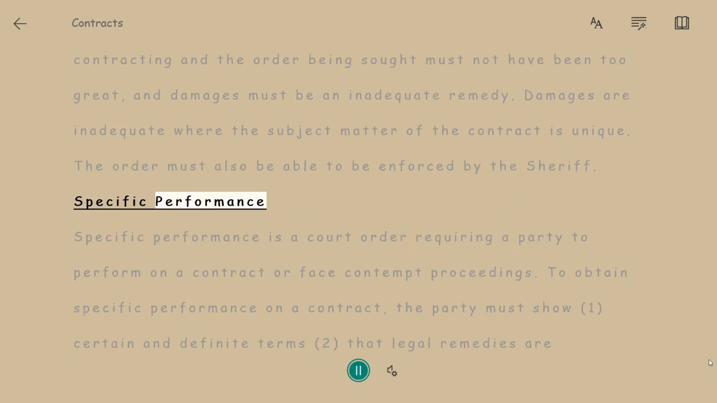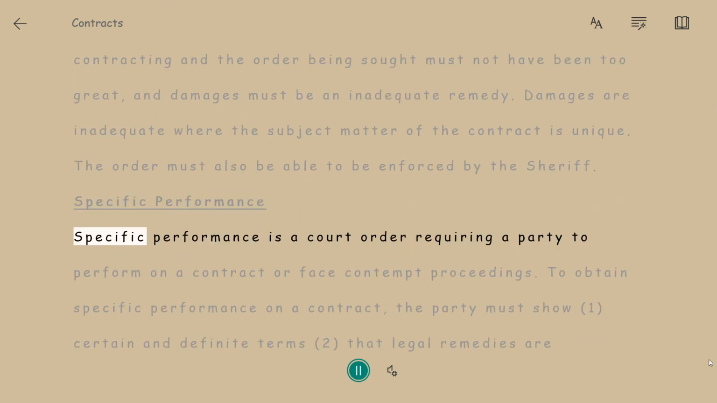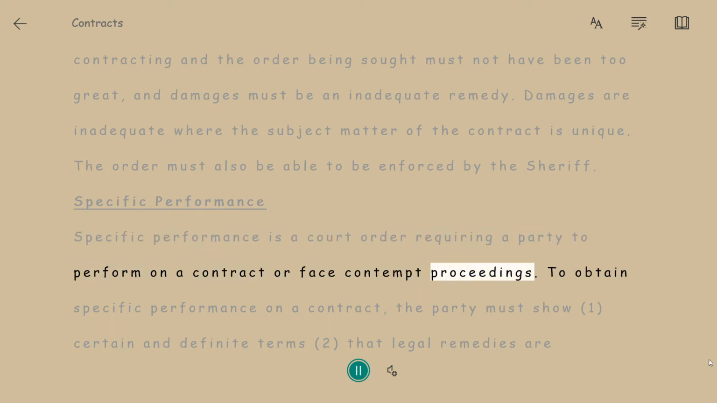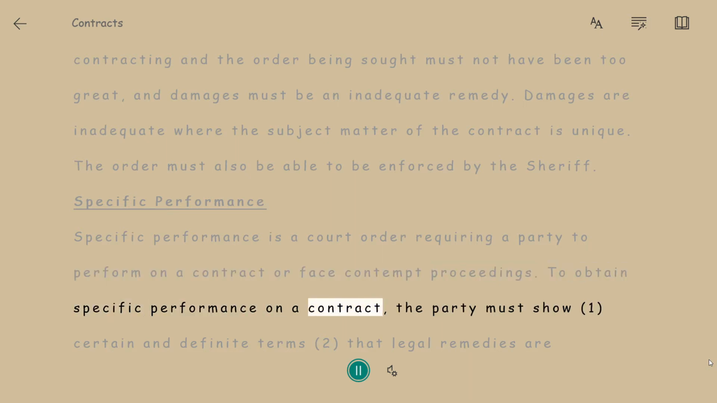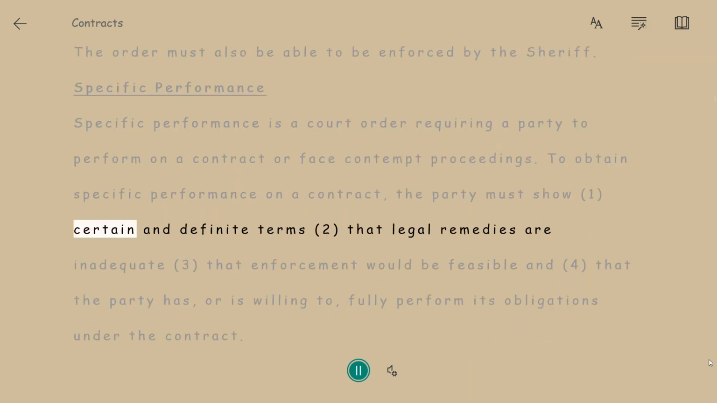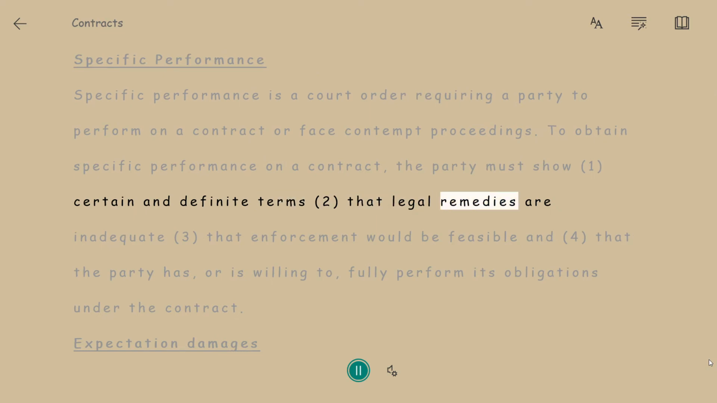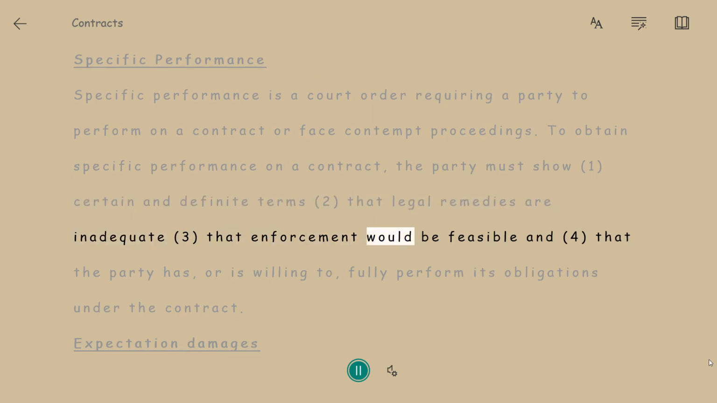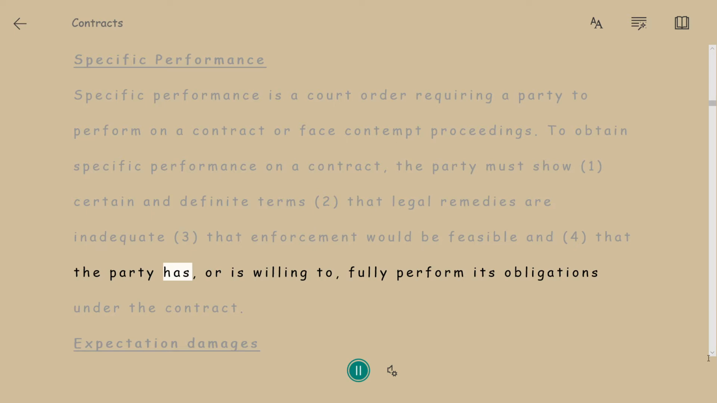Specific performance. Specific performance is a court order requiring a party to perform on a contract or face contempt proceedings. To obtain specific performance on a contract, the party must show 1. Certain and definite terms, 2. That legal remedies are inadequate, 3. That enforcement would be feasible, and 4. That the party has, or is willing to, fully perform its obligations under the contract.